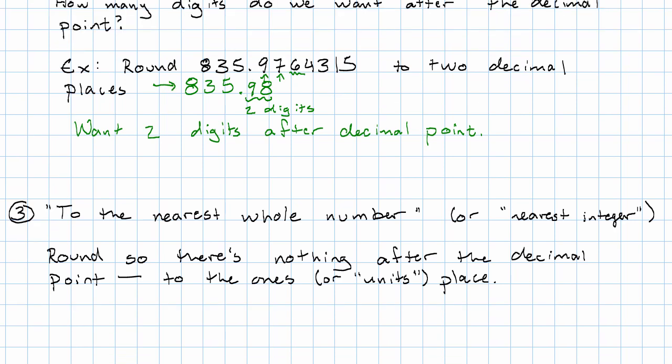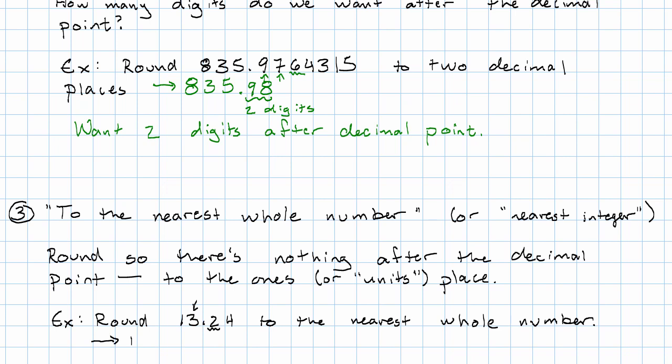For example, if we want to round 13.24 to the nearest whole number, that means we want to round to the units place. Next digit is a 2, so we want to round down. We just get 13. Notice this result is a whole number. When we round to the nearest whole number, we want to end up with a whole number.